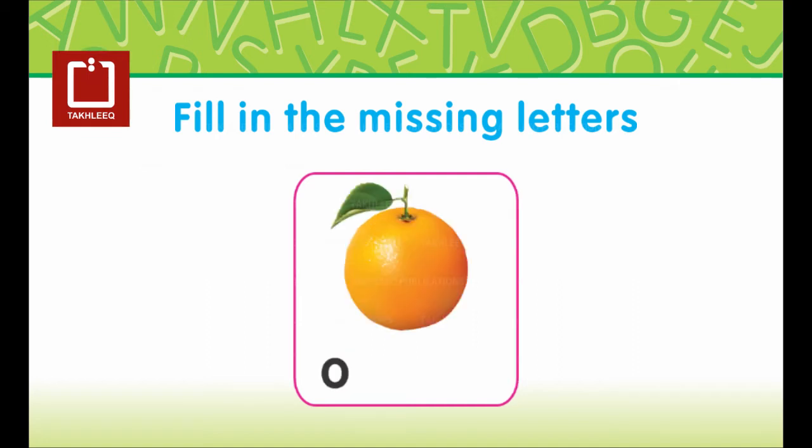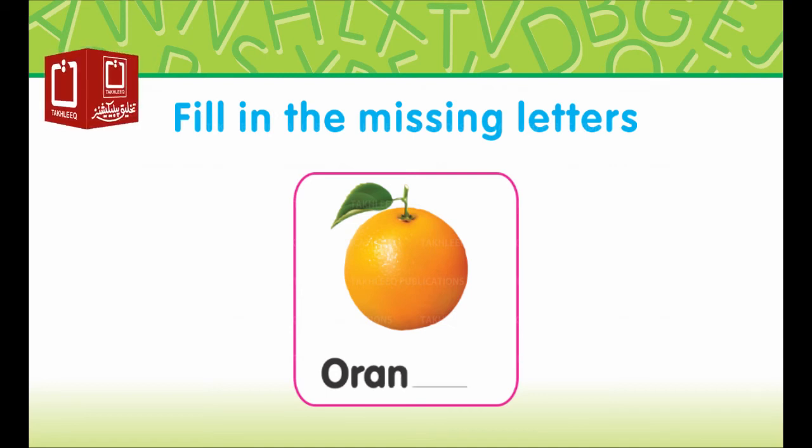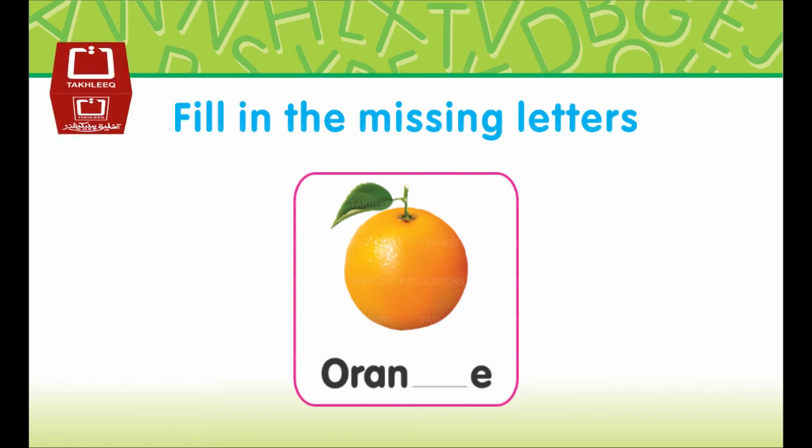Here we see the picture of an orange. Here is written O R A N dash E. The spellings of orange are O R A N G E. Orange. Here letter G is missed, so we write here G.